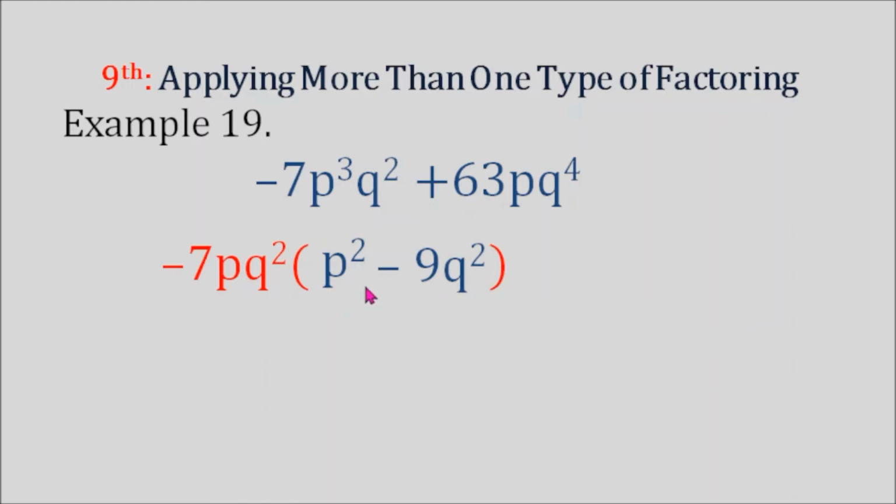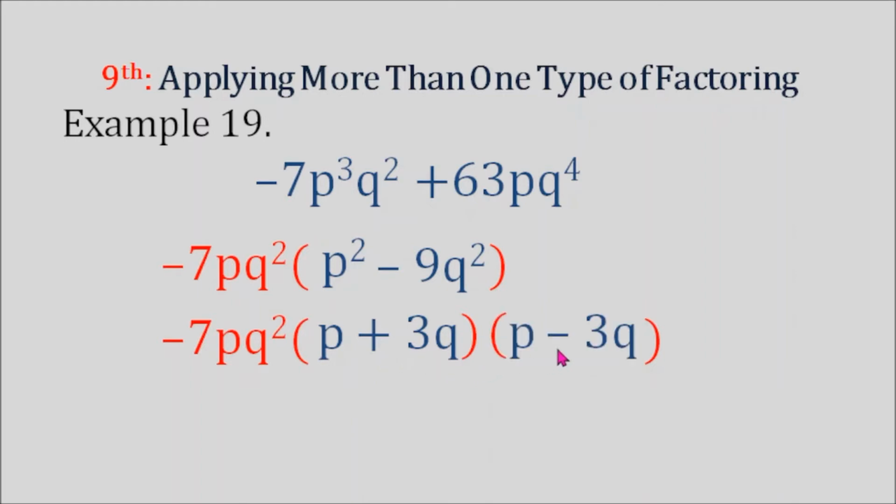Then we can still factor this binomial here, p squared minus 9q squared. It's the difference of two squares. So I'll copy down negative 7pq squared, and the factors of p squared minus 9q squared are the quantity p plus 3q times the quantity p minus 3q. So these are the factors. Negative 7pq squared times the quantity p plus 3q times the quantity p minus 3q.